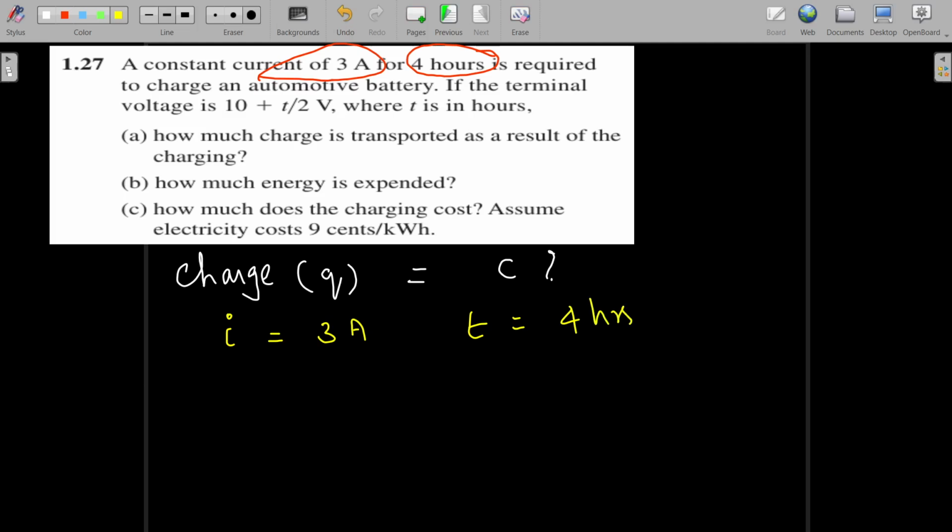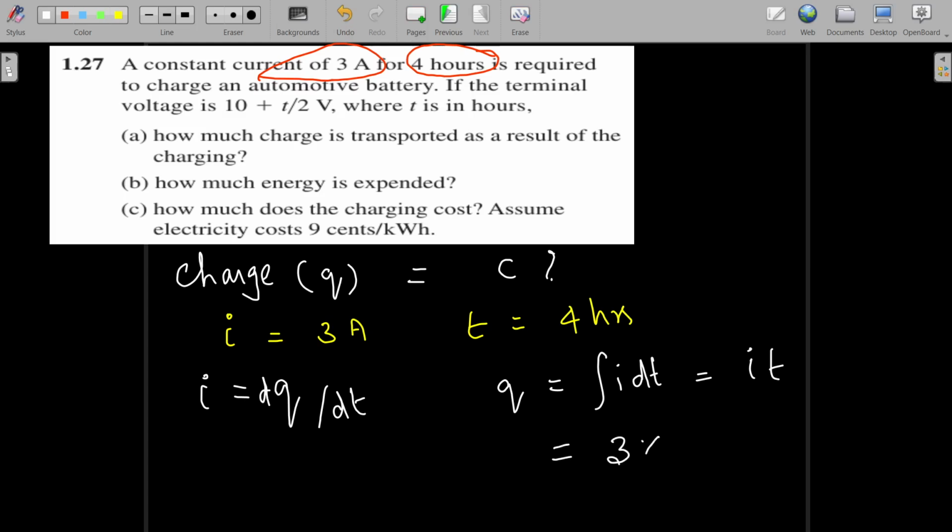So what do we need to calculate? We need to calculate charge initially. So what is the relationship between Q and I? I is equal to dq/dt. We need to calculate Q now. So Q is the integral of I dt. If you know the whole time, then you can take it as I times t. So here it is equal to 3 amps multiplied by these 4 hours.